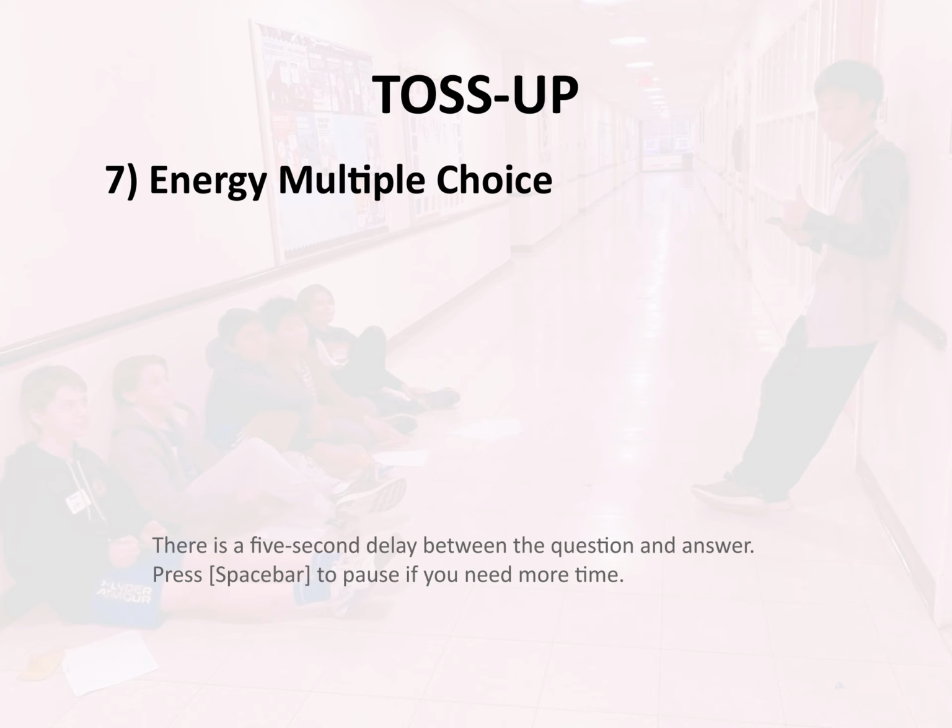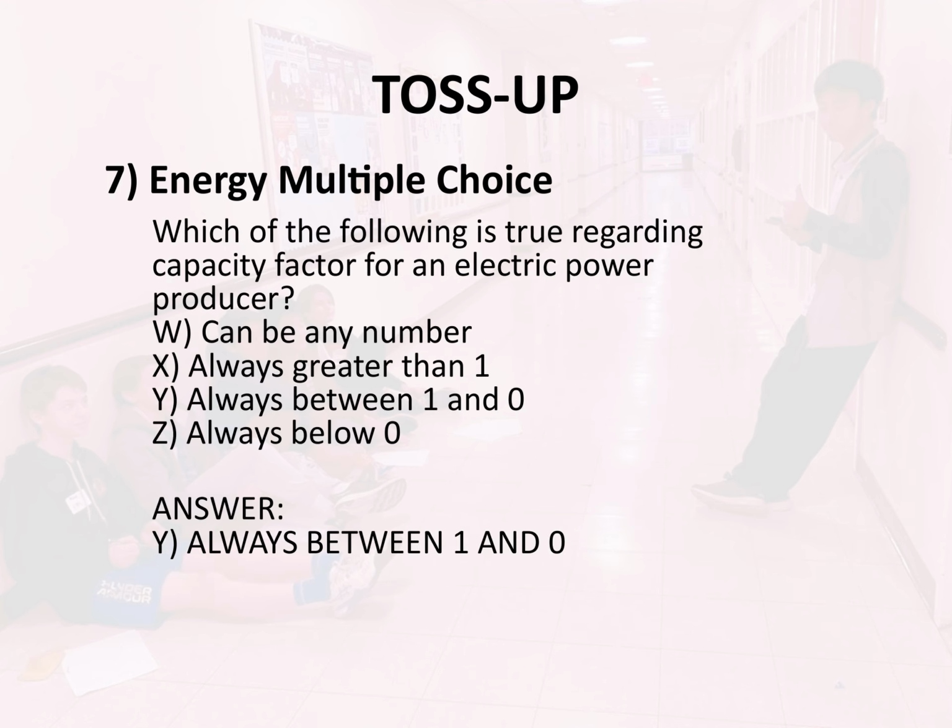Toss-up 7. Energy. Multiple choice. Which of the following is true regarding capacity factor for an electric power producer? W. Can be any number. X. Always greater than 1. Y. Always between 1 and 0. Z. Always below 0. Answer: Y. Always between 1 and 0.